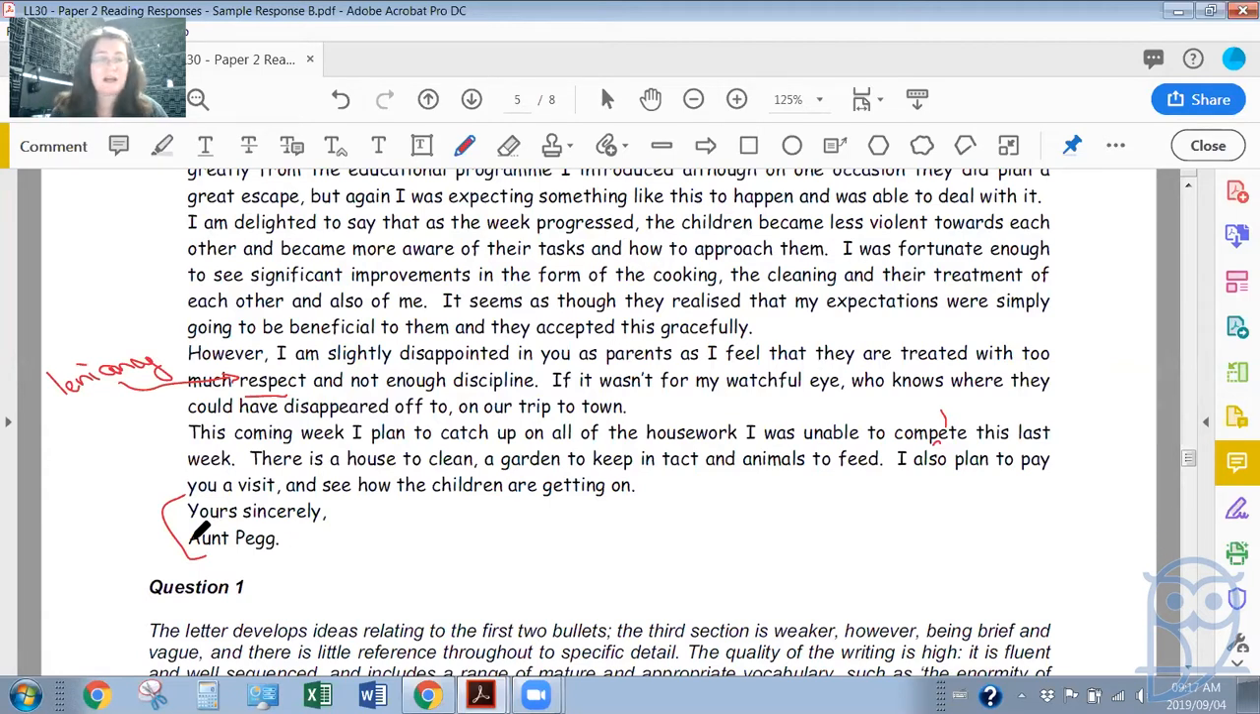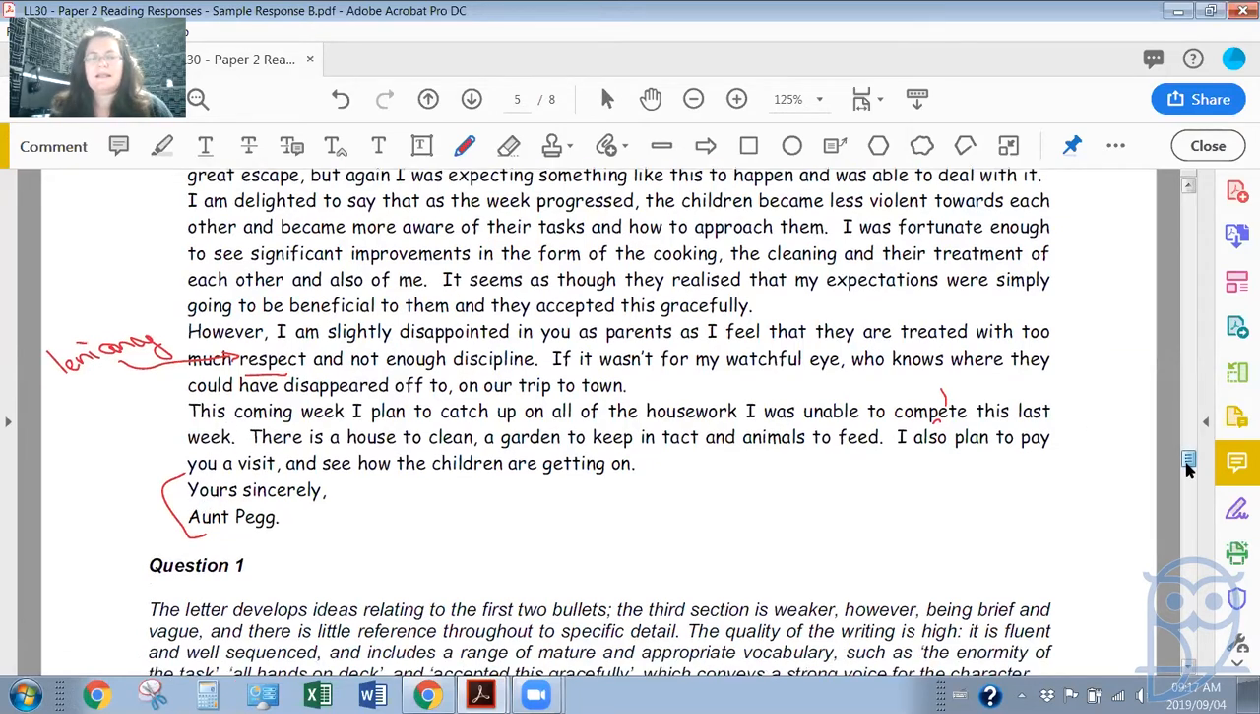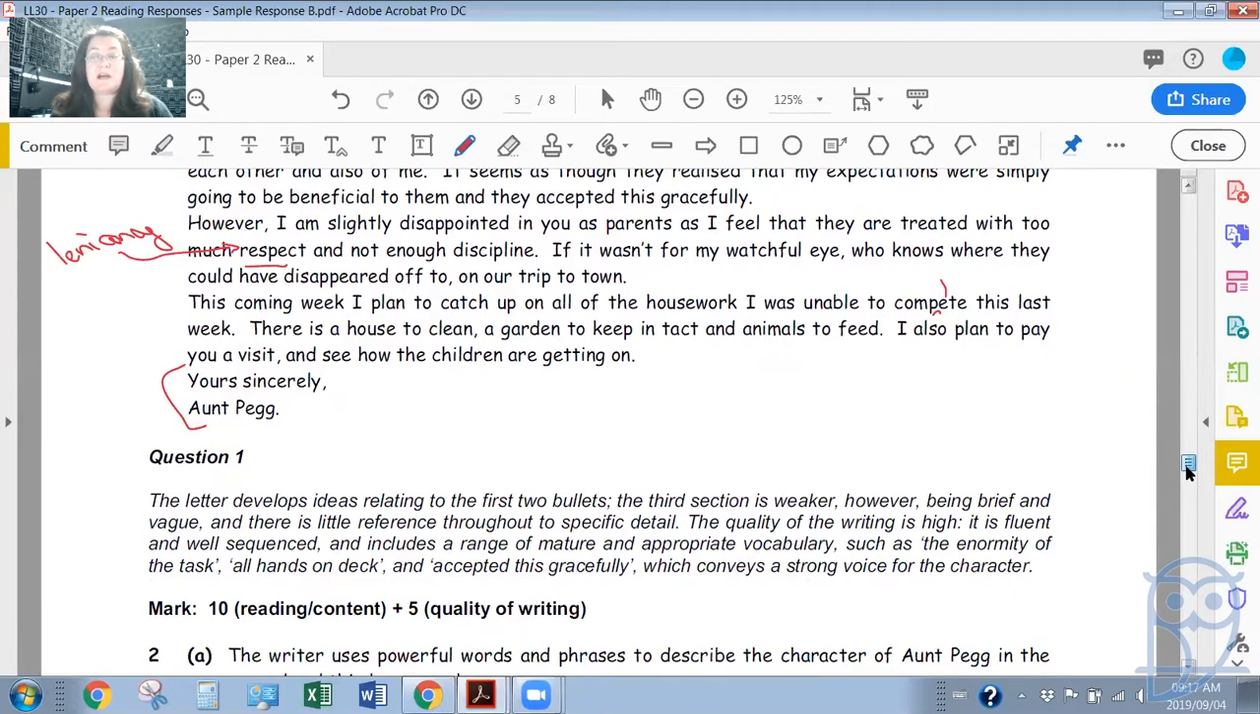It doesn't have to be overly complicated with addresses and things. It's really the content that they want you to focus on. Let's have a look at the examiner's comment here. The letter develops ideas relating to the first two bullets. This third section is weaker than looking towards the next week, however, being brief and vague, and there is little reference throughout to specific detail.